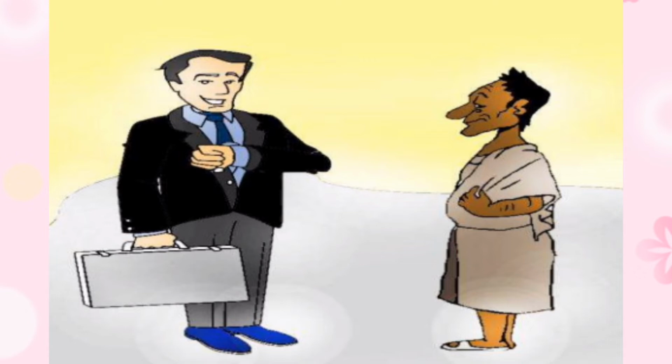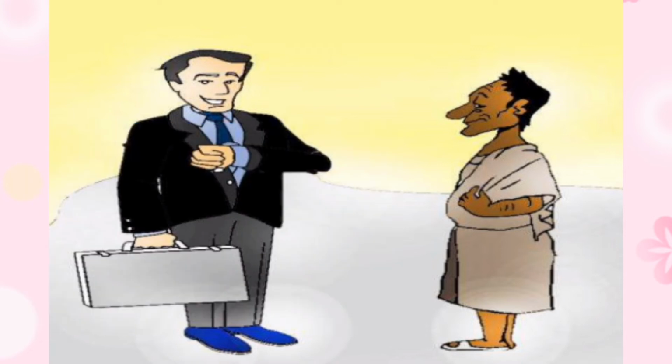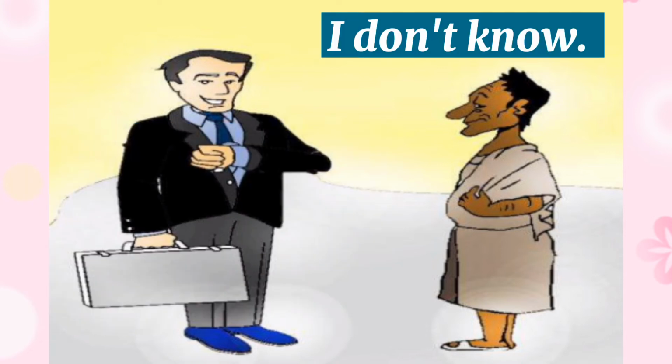Afterwards, the educated man was curious and so asked, So what goes in the morning with 2 legs, at noon with 4, and in the evening with 6? The peasant answered. I don't know. I will give you 3 lei.